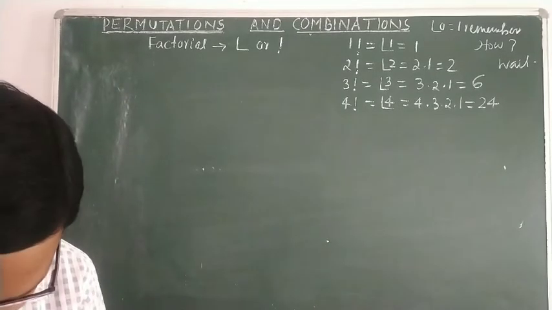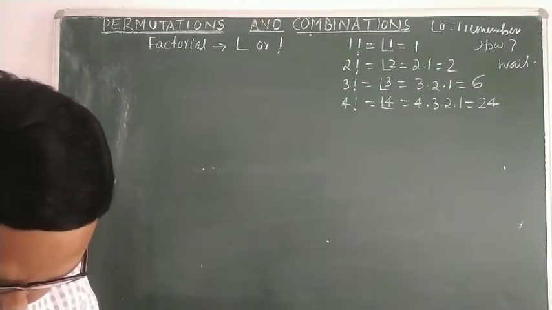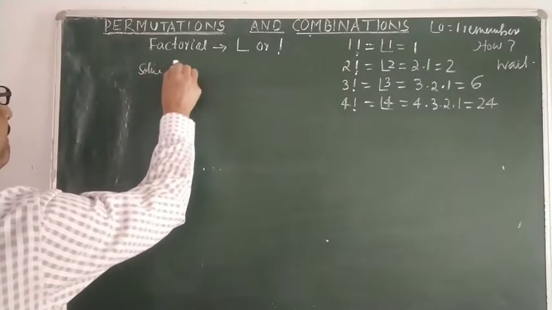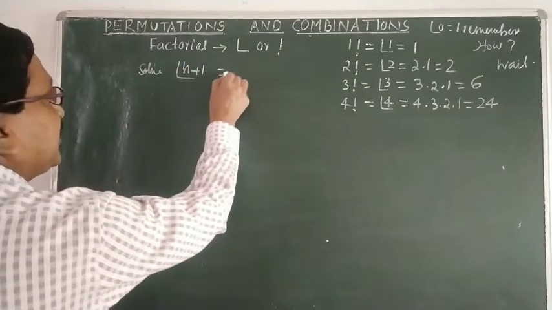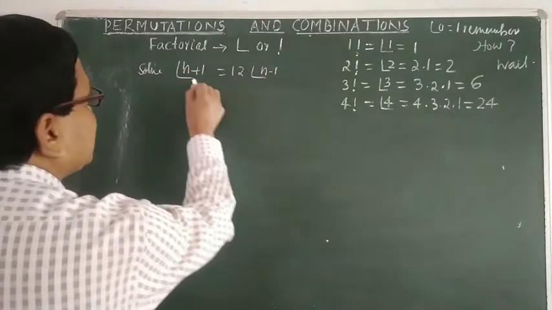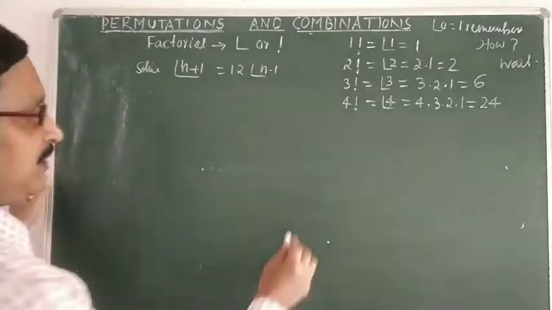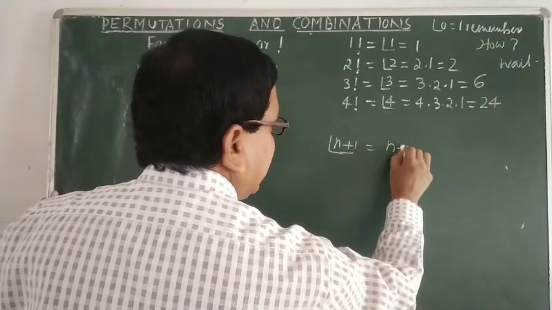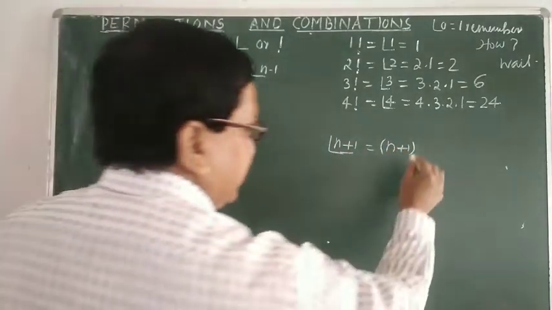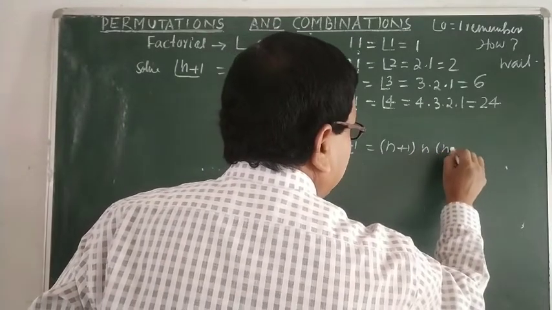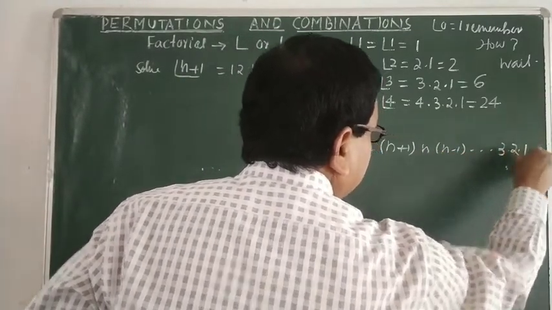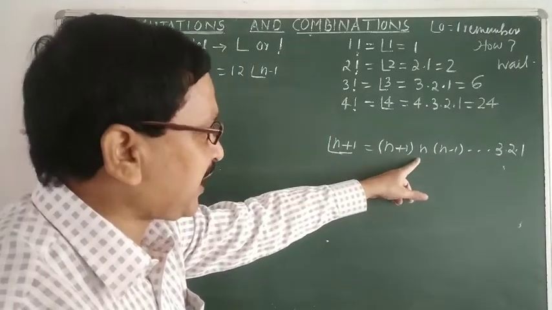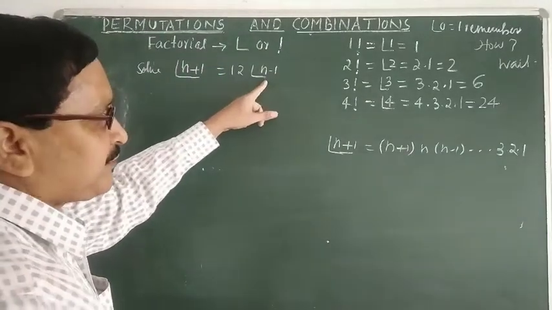Now taking another problem to solve: (n plus 1)! is equal to 12 times (n minus 1)!. Solve this. In order to solve this, remember that (n plus 1)! is written as n plus 1, after that one less, n, then n minus 1, dot, 3, 2, 1, ending at 1. Starting from n plus 1, one is reduced, then one more is reduced. You need n minus 1.